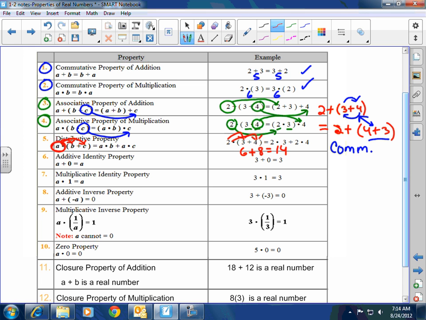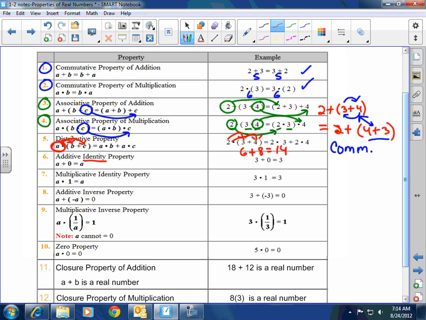The additive identity property. Think about the word identity. Your identity is yourself. When you look at yourself in the mirror, you're looking at your identity. So A plus 0 is A. In other words, anything plus 0 is itself. That's the additive identity property.